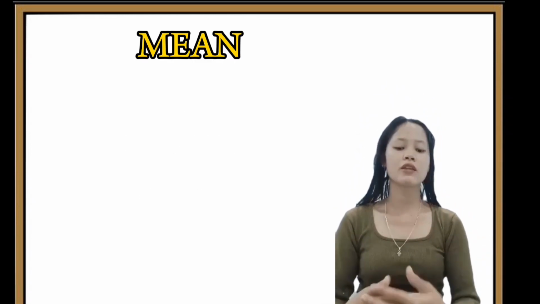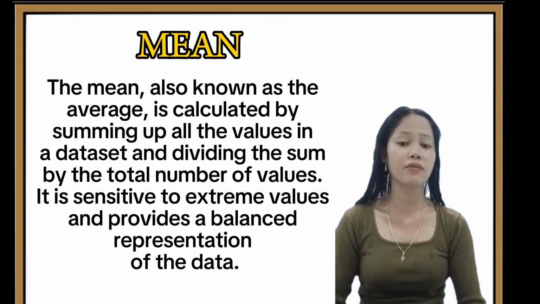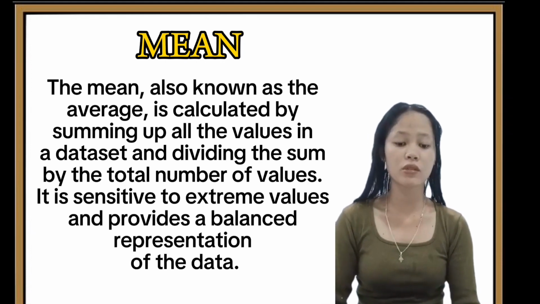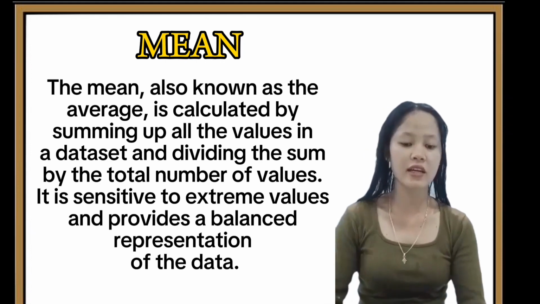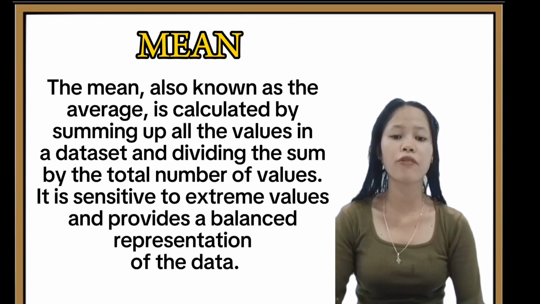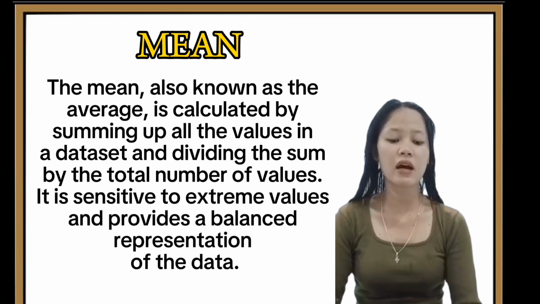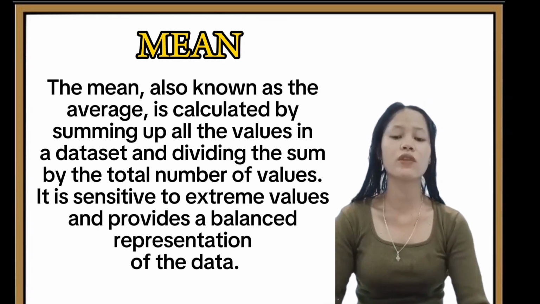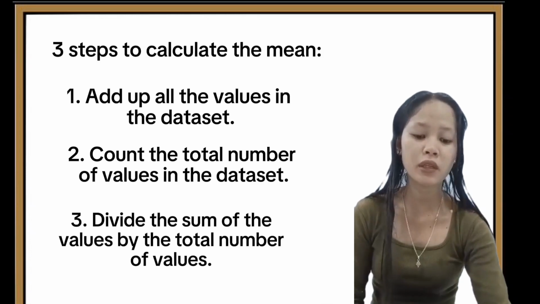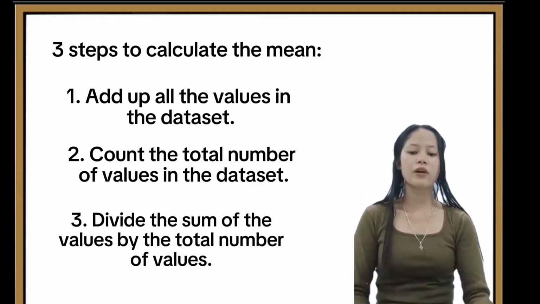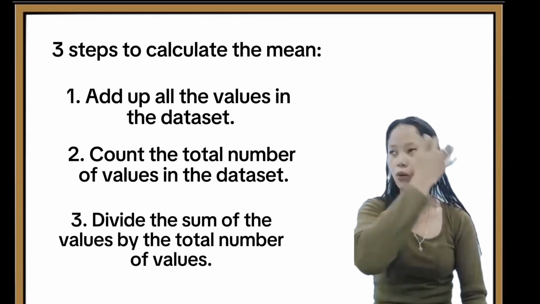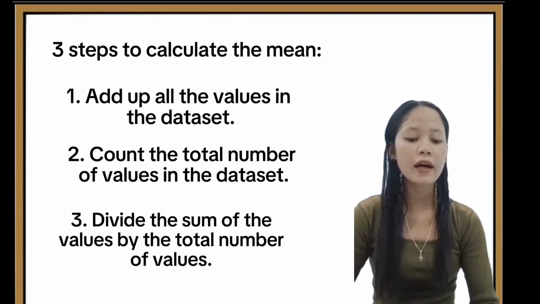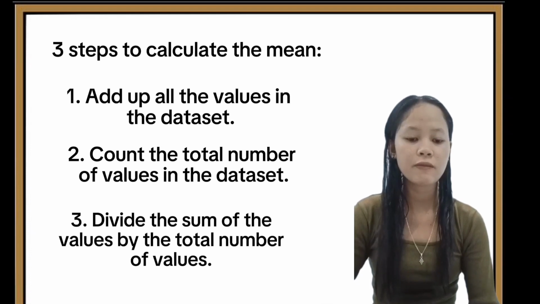So when we say the mean, also known as the average, it is calculated by summing up all the values in a data set and dividing the sum by the total number of values. It is sensitive to extreme values and provides a balanced representation of the data. To calculate the mean, we will just follow the steps. Step number one is to add all the values in the data set.